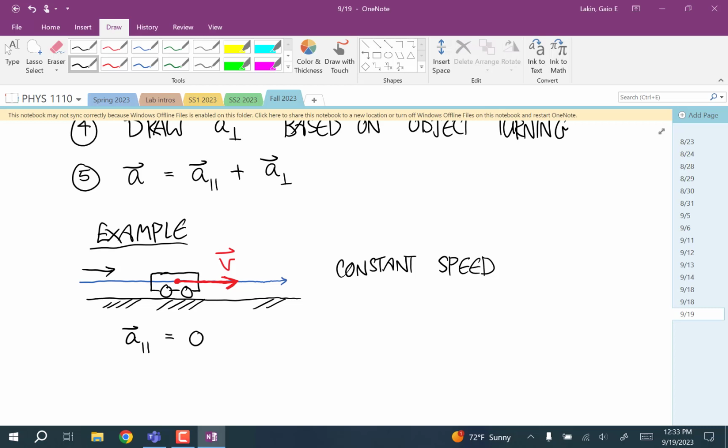Is this turning? No, it's moving along a straight line. So A perpendicular is 0. And so the total acceleration is the sum of these two parts, and it's also 0. So this is a case where an object has no acceleration. Okay? Anything moving in a straight line with a constant speed has no acceleration. Any questions about that?